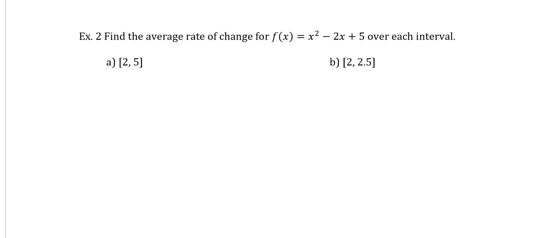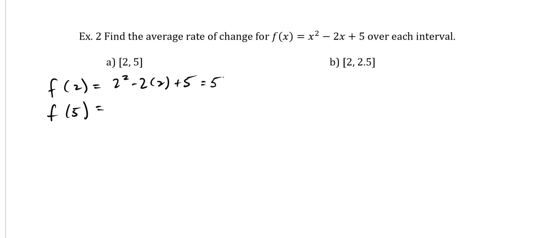Here we go. Nothing all that interesting or all that tricky here. It just gave us the function. It doesn't actually give us data. So we have to find f at 2 and f at 5 first. So f at 2 is 2 squared minus 2 times 2 plus 5, which is 4 minus 4 plus 5, so that's 5. And the next one is 5 squared, which is 25, minus 10, which is 15, plus 5, which is 20.